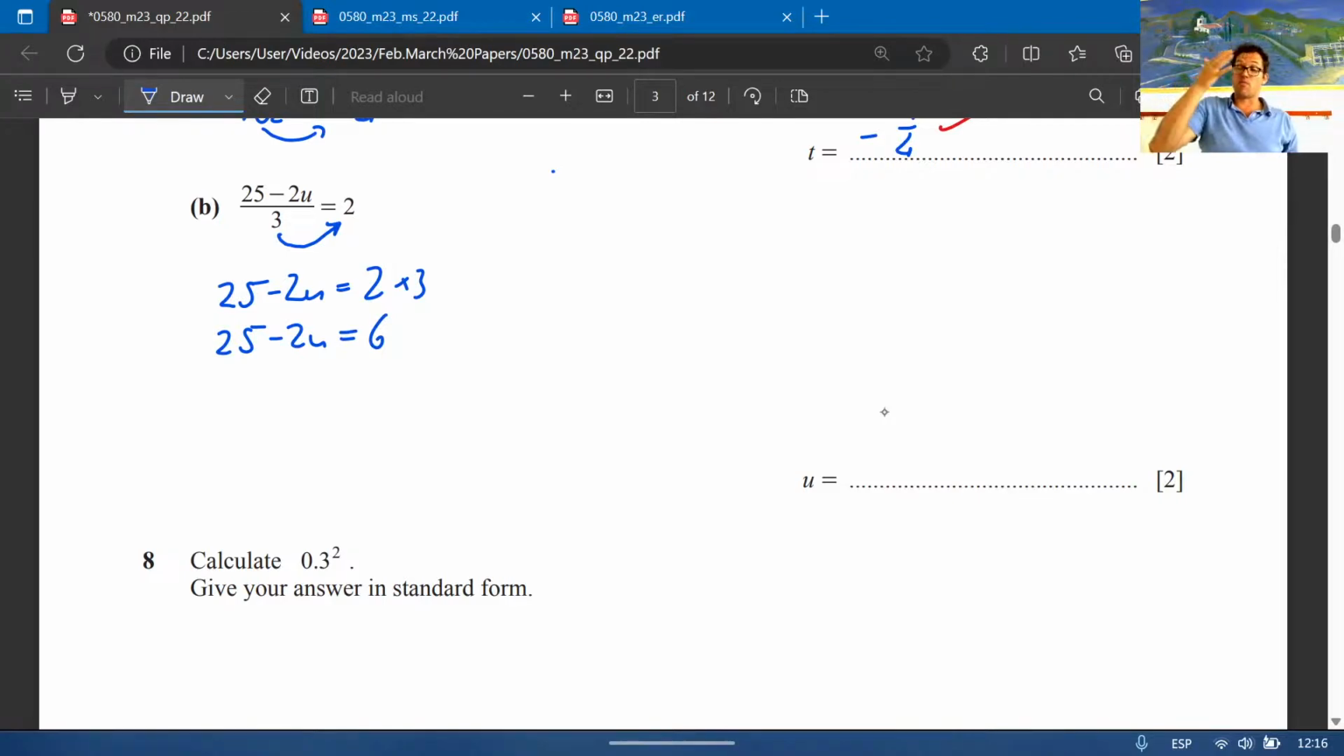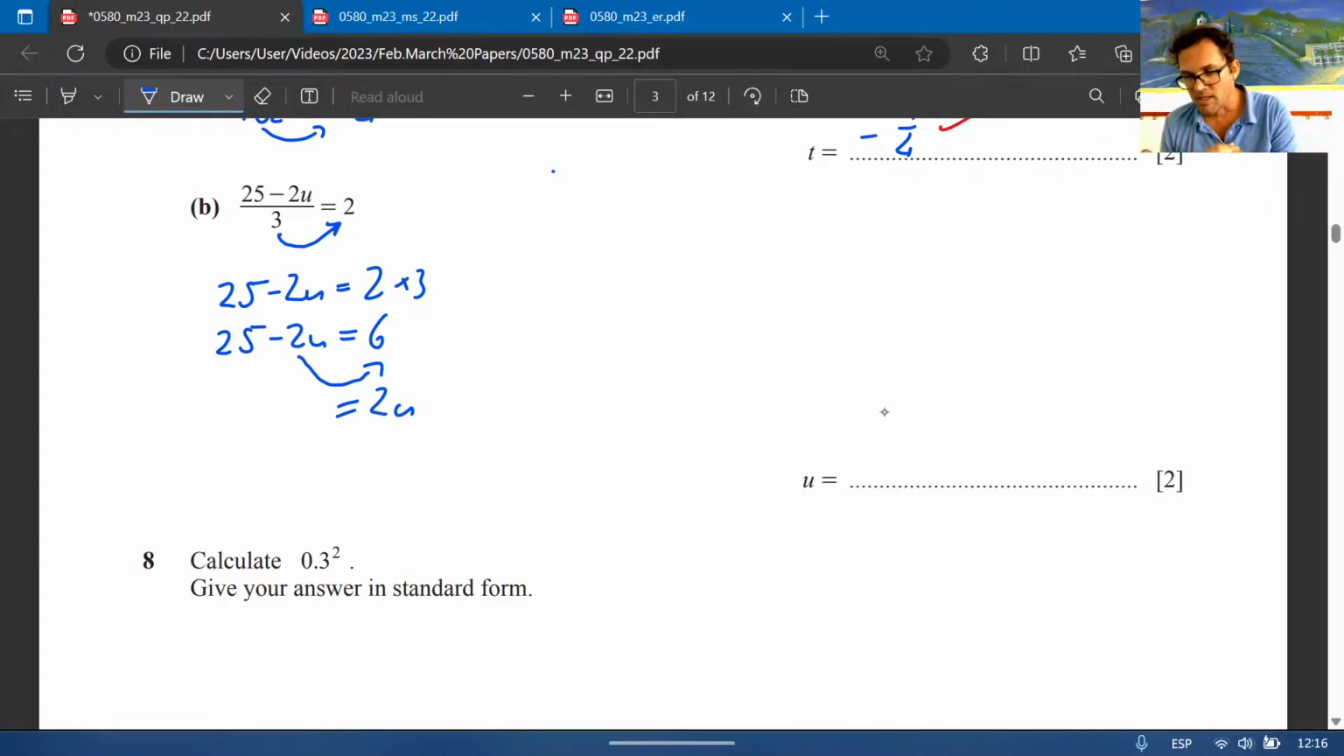Okay, you can move the 25 to the other side or subtract 25 from both sides, but then we're going to end up with negative. So I'd rather do, I like it small. I'm going to add 2u, or move the minus 2u, it becomes positive 2u. Just nice and more positive.